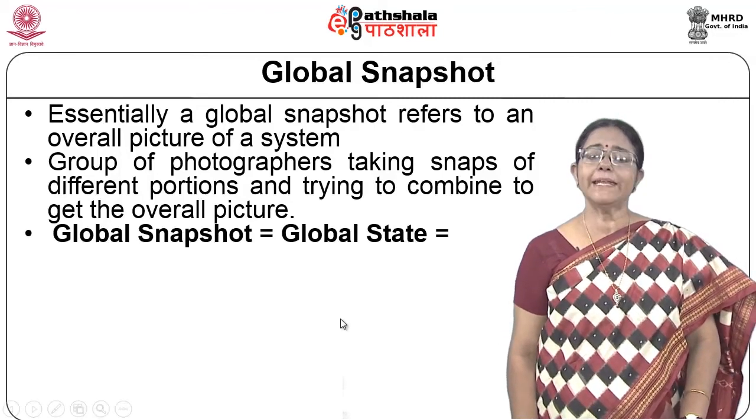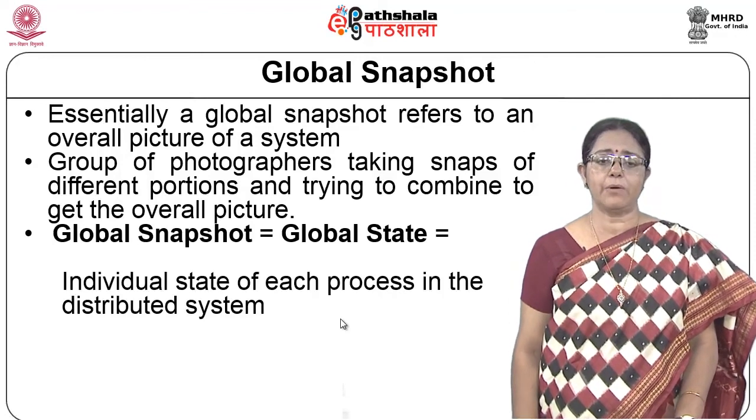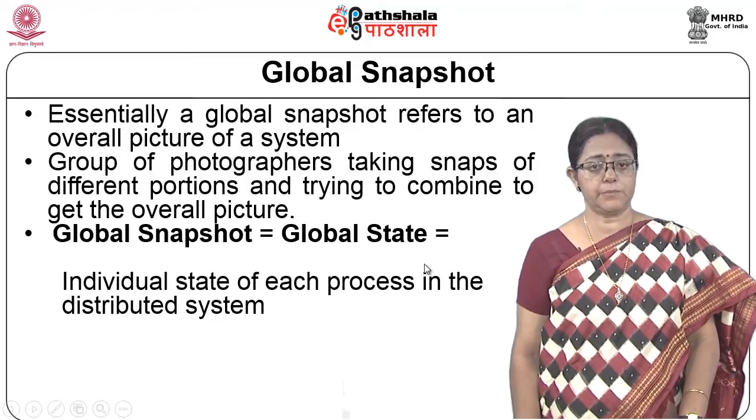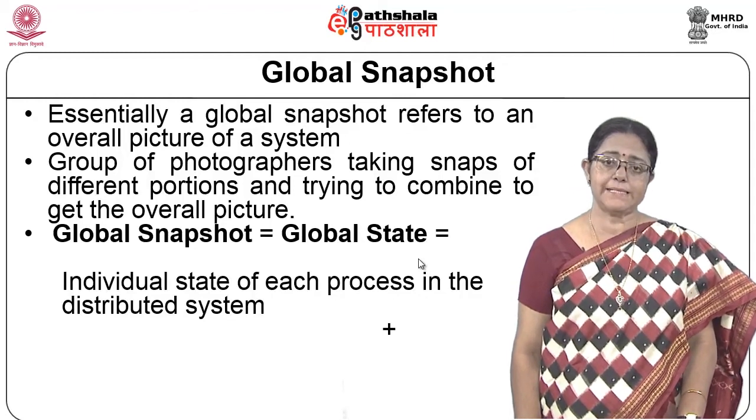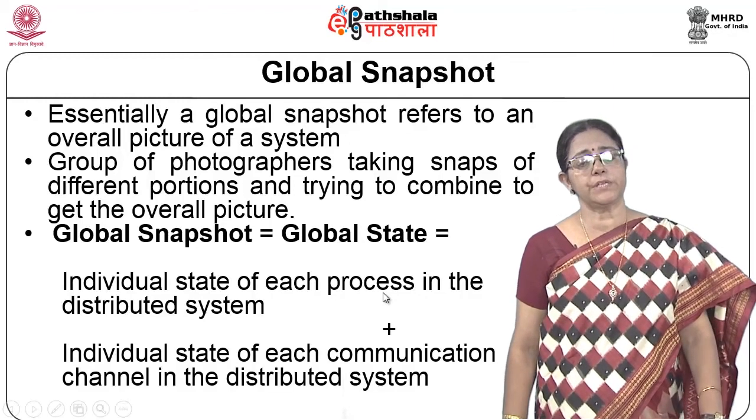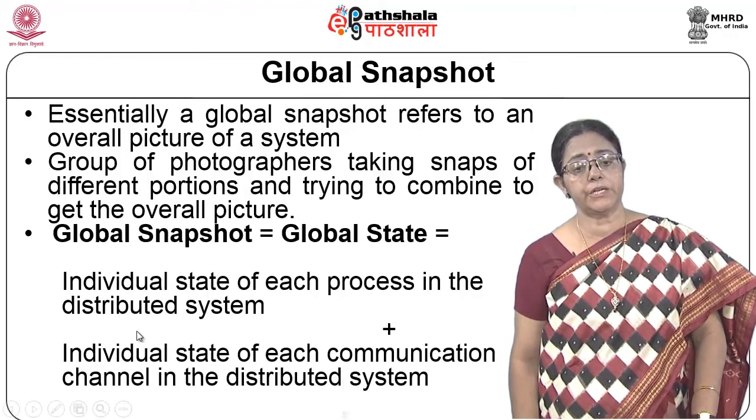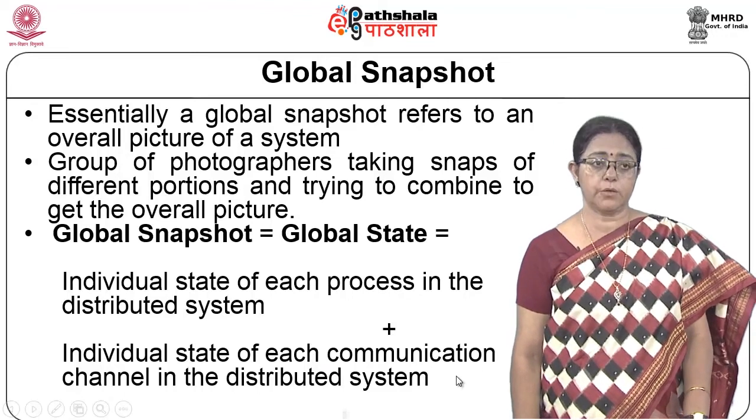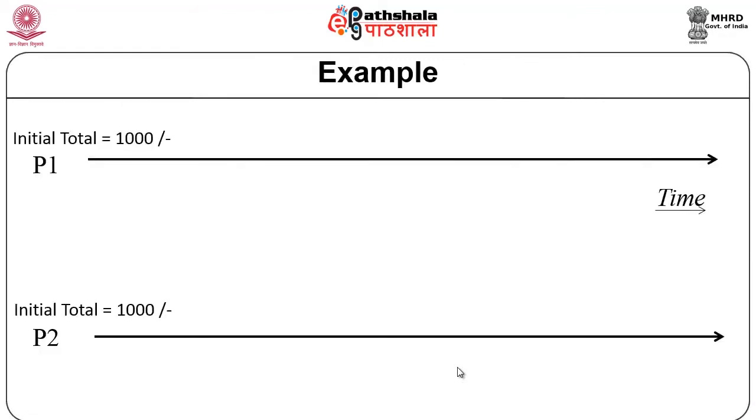This is also called a global state, and what is required is that the individual state of each process in a distributed environment is obtained, plus what we should not miss is that we also need to take the individual state of each of the communication channels. It is very important that we understand the communication channel and its role in what we are trying to do. So, let us take a look at the importance of the communication channel.